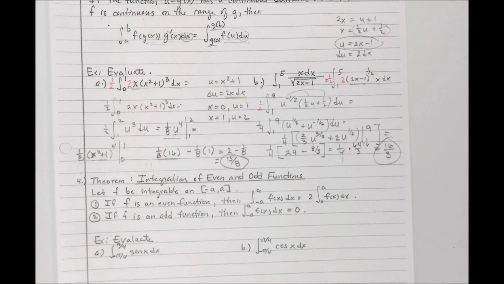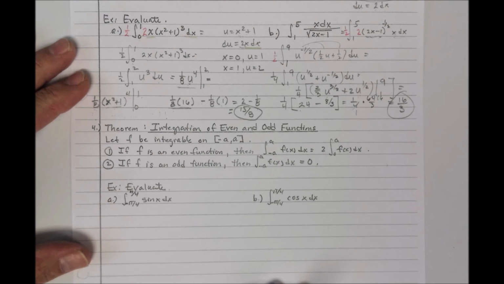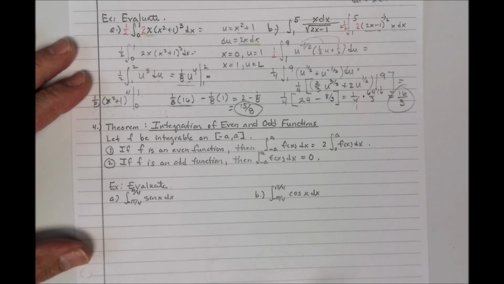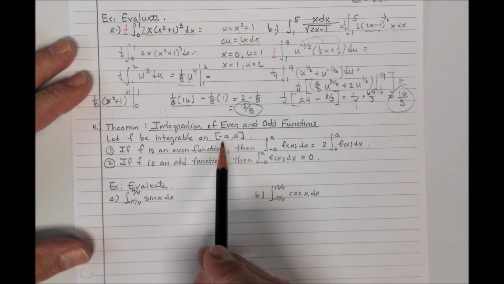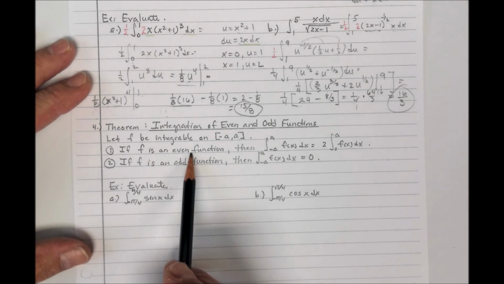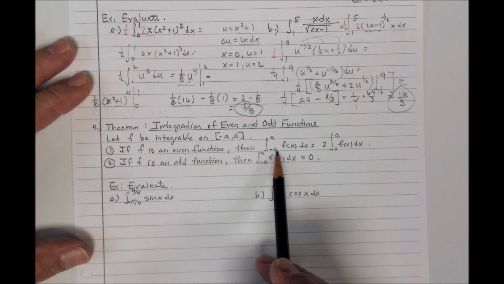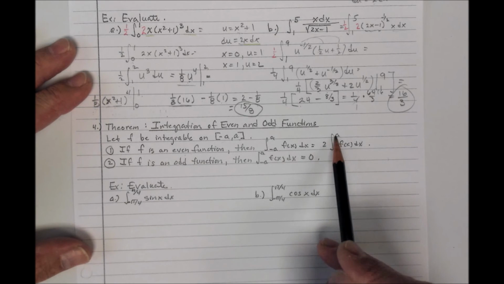All right, we're going to finish this up with one very interesting theorem about integrating even and odd functions. It says here, let f be integrable on the open interval from negative a to a. Notice that these are opposites. That's key. If f is an even function, that means it's symmetric to the y-axis, then the integral from negative a to a of f of x dx is 2 times the integral from 0 to a.